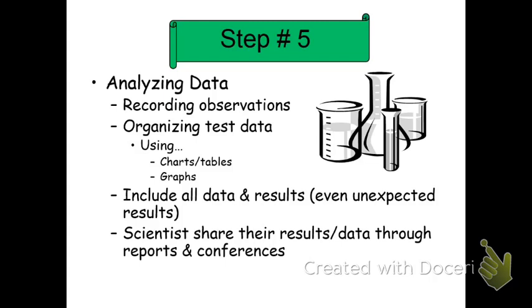And that's kind of the point of the next step: once we have all our data collected, it's important to analyze that data. And that's why we record our observations and organize our test data. Especially chemists, we like charts, we like tables, we like graphs. We include all of our data, not just the unexpected results. And then, of course, scientists share their data through journals, through conferences, things like that.